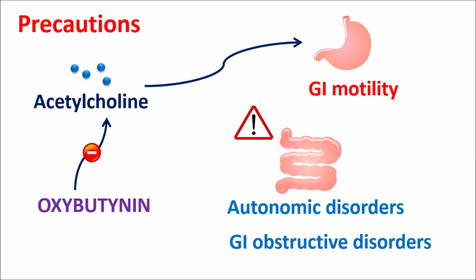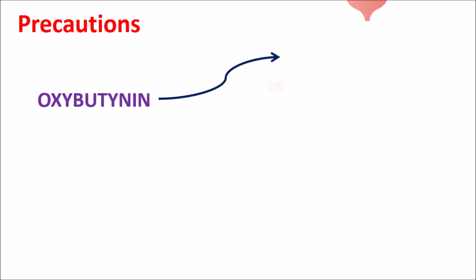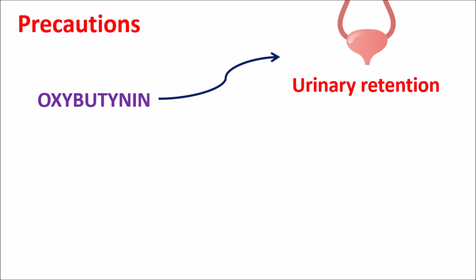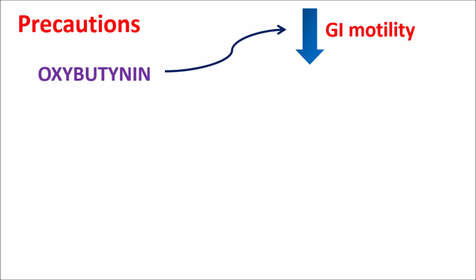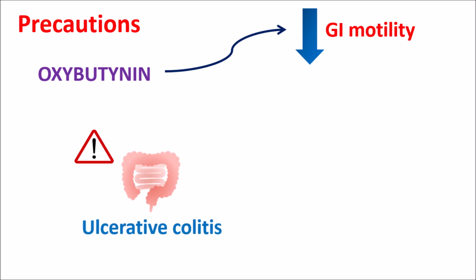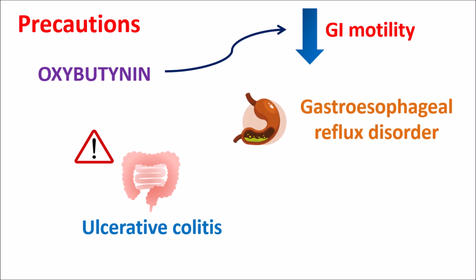Due to its anticholinergic actions, oxybutynin can produce urinary retention. So for people with any bladder outflow obstruction, the use of this medication may increase the risk. Since oxybutynin reduces GI motility, it should be carefully used in people with ulcerative colitis and intestinal disorders. Similarly, in people with gastroesophageal reflux disease, GERD, this drug can increase the risk.